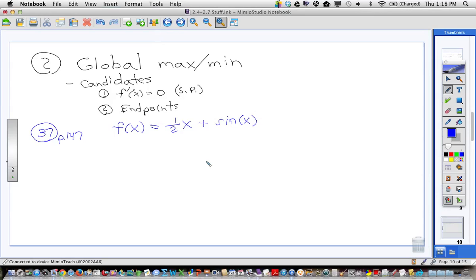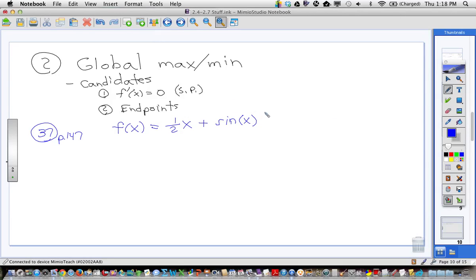But they want us to label the local max and min. Local extrema means local max and min. We'll get to that in a second. Global max and min, that's what we're going to do right now. And then the inflection points, which means we have to do the second derivative. It says use exact values rather than decimal approximations, which is their code for saying no calculator. All right, so we're going to focus on global max and min for this one.